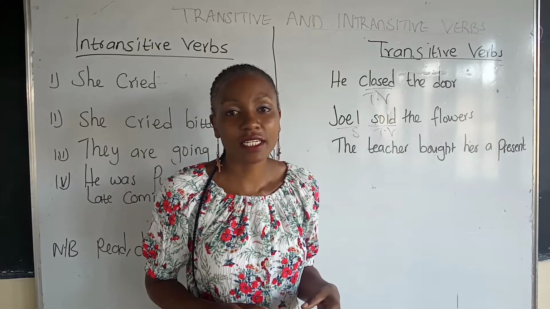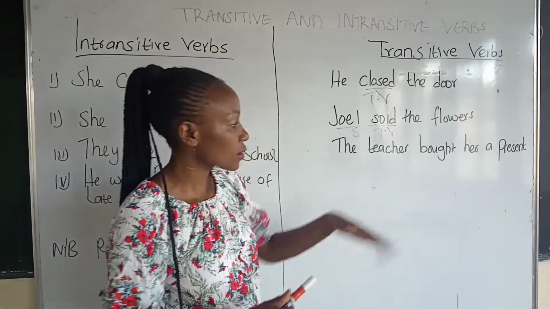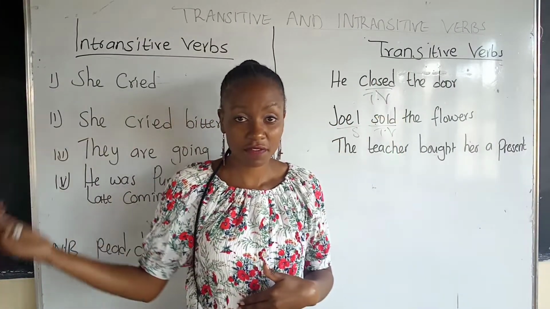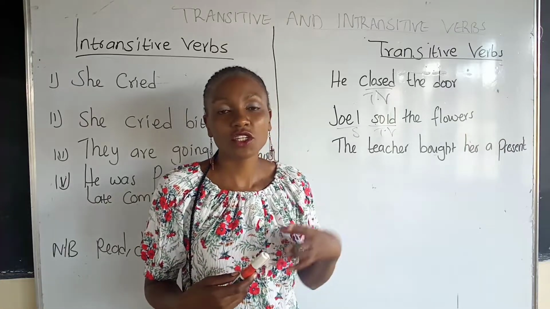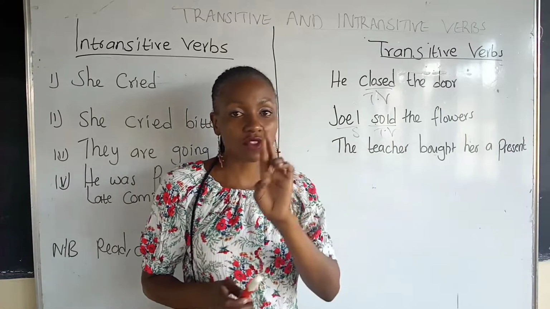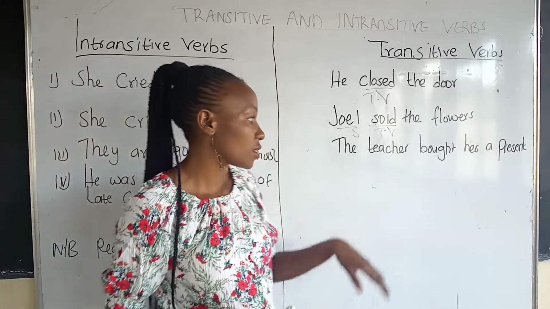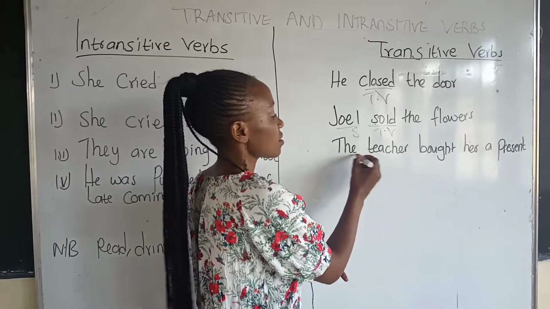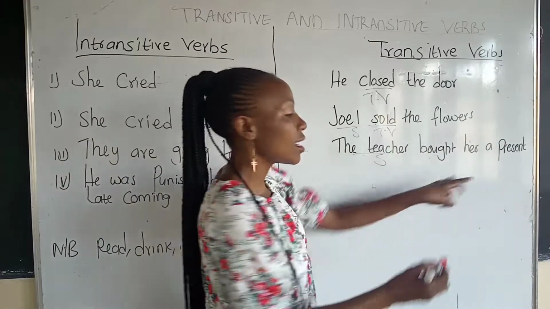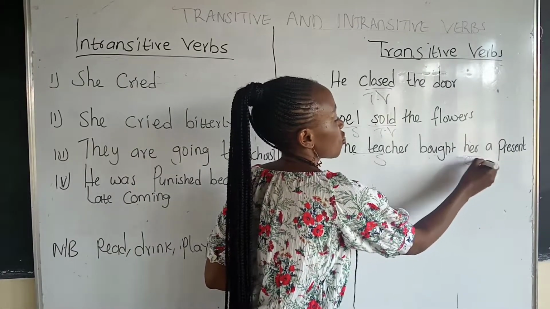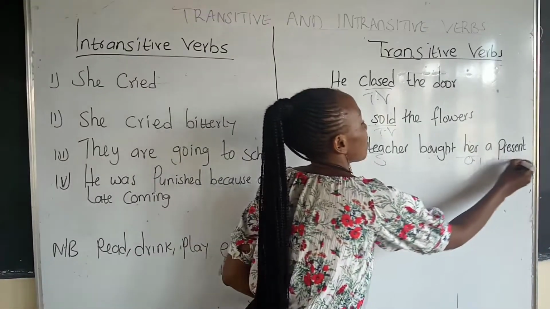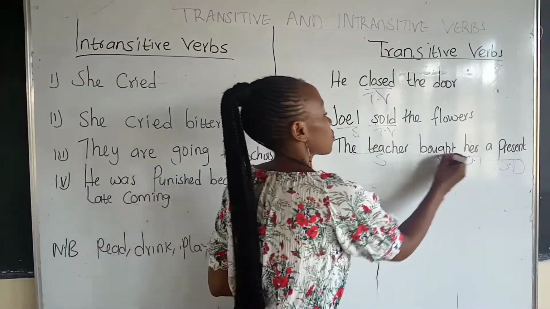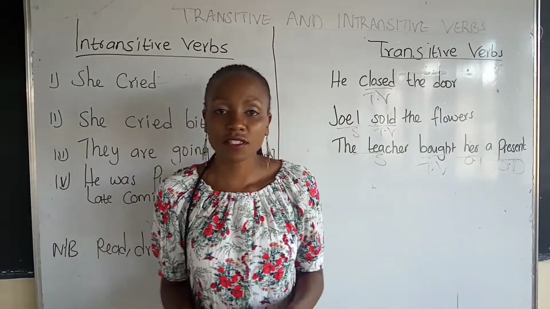Lastly, this sentence has two objects, and as I said in the previous video, the indirect object usually comes first if you have two objects in one sentence. So, the teacher bought her a present. We have the teacher as the subject, the verb, her as the indirect object, a present as the direct object. So this verb again, bought, has been used transitively.